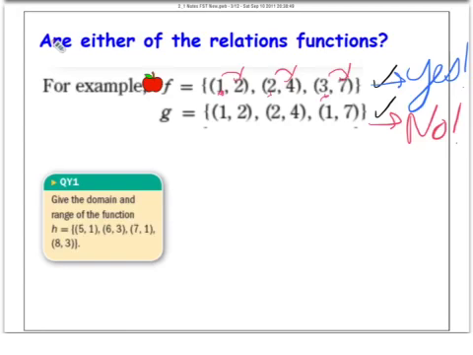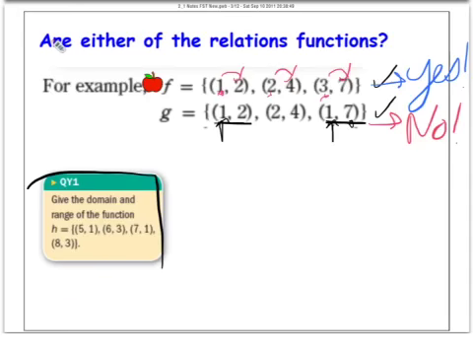G is not going to be a function, and it actually breaks right here with these two ordered pairs. In this case, I put in a 1 and I got a 2. Not a problem. But the second time I put in a 1, this time I got a 7 back, which means this would not be considered a function.